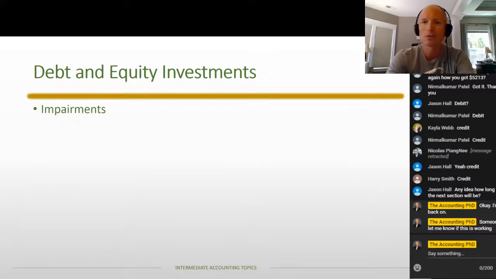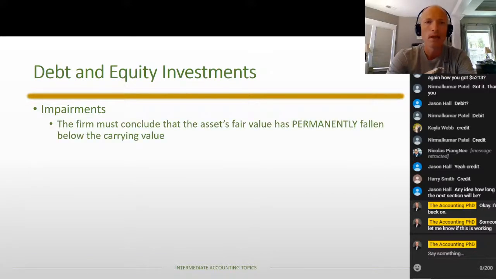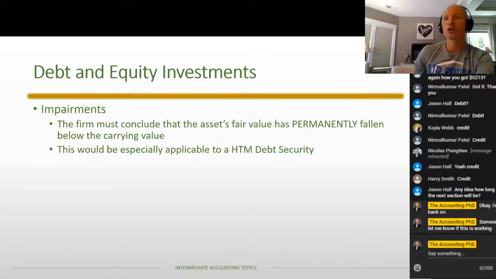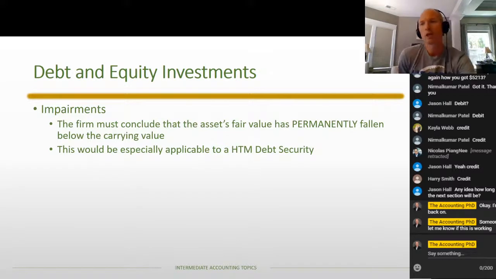Last few concepts, impairments. If a company concludes that an asset's fair value has permanently fallen below the carrying value, in other words, it's got to be permanent, that's when you're going to do an impairment. So this is really applicable to held-to-maturity securities because you remember that's always held at its amortized cost where there's no fair value adjustment. But let's say something happened where the default risk went through the roof and the fair value had dropped to like $100 par value instead of $1,000. Then at that point in time, it would make sense to do an impairment.